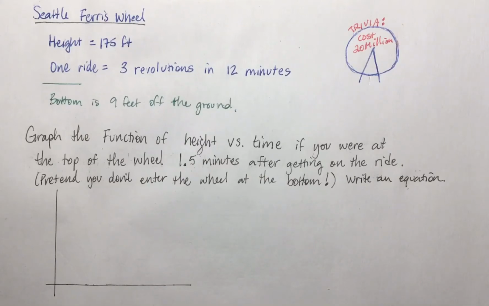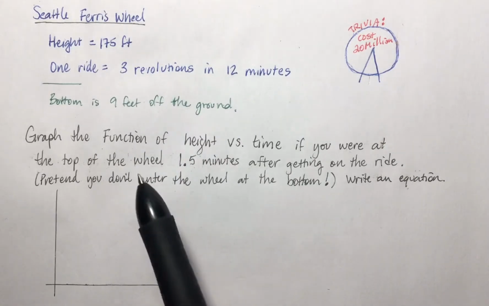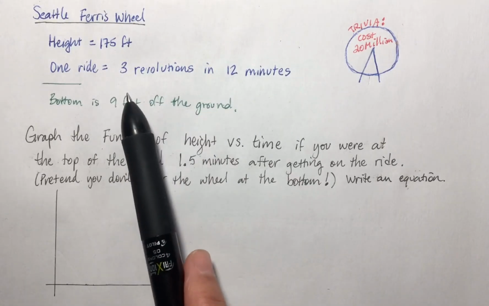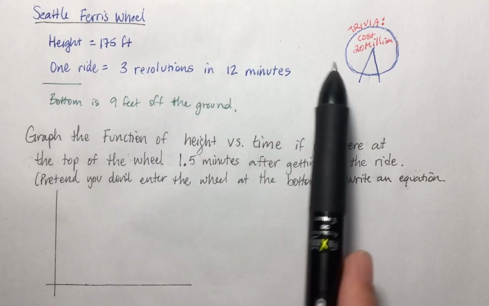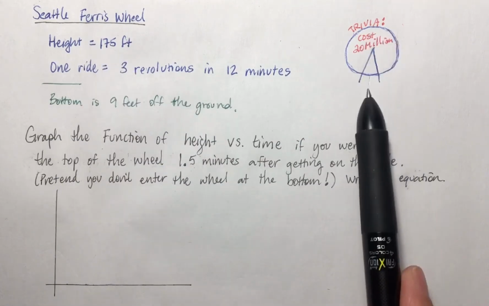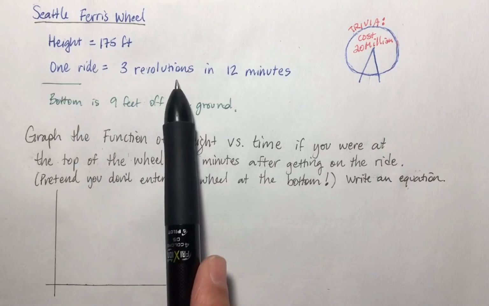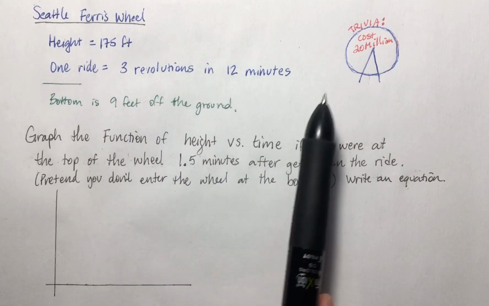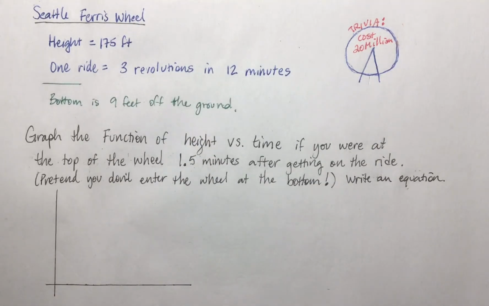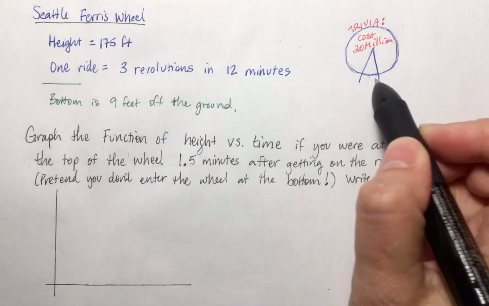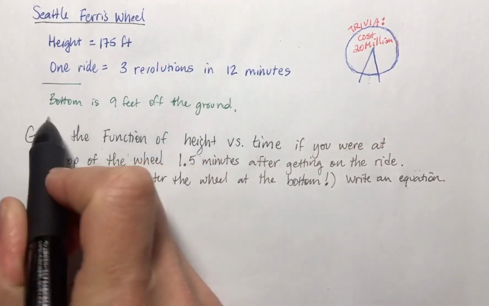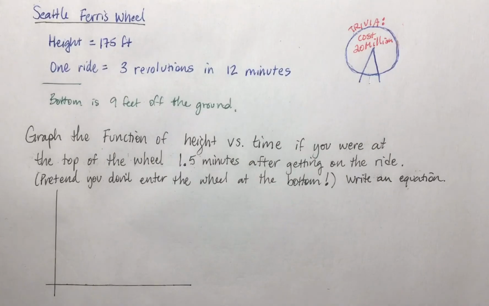Okay, everyone, we are going to look at going from a situation to the graph and equation of a sinusoid. For our example here, I found some information about the Seattle Ferris wheel, and I learned that its height is 175 feet. Its one ride is 3 revolutions in 12 minutes, and it cost $20 million to build. What I didn't find was how high the bottom of it is off the ground, so I just made that up and said it's 9 feet.